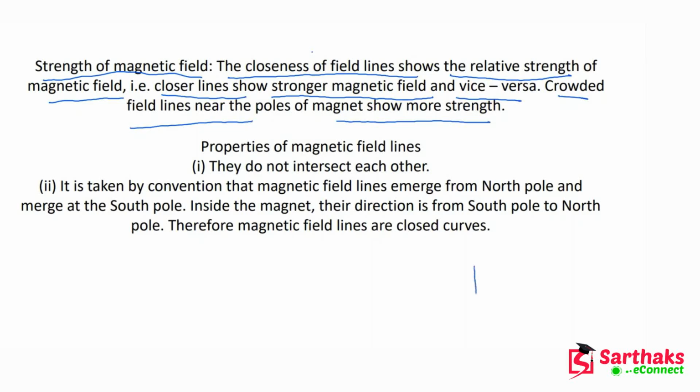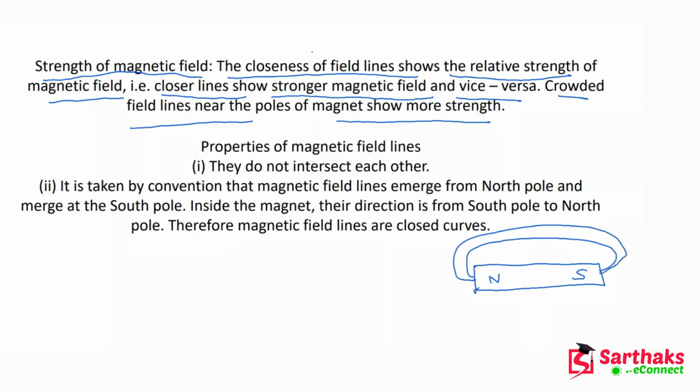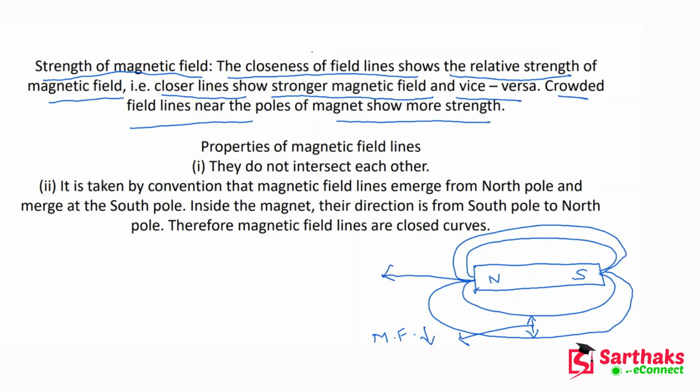So basically, let's suppose this is your magnet. This is north, this is south. This is a line going like this, this is another line going like this, and this is also a line, and this is also a line. You can see that here the distance between the lines is larger, so the magnetic field here is less. But here you can see the magnetic field lines are closer, so the magnetic field will be higher.